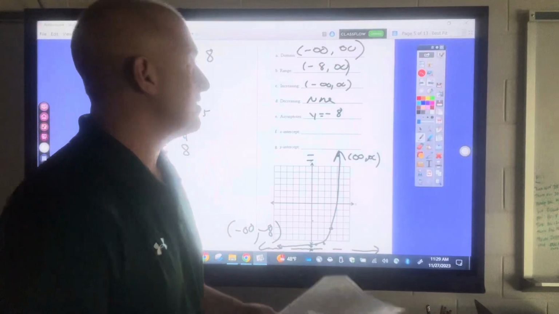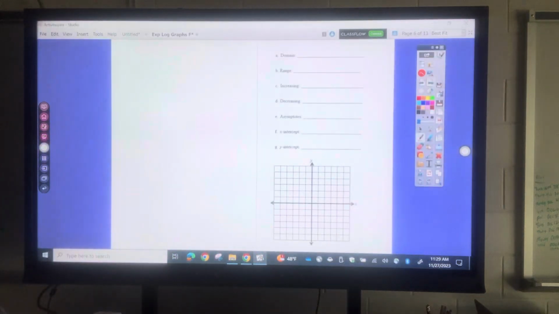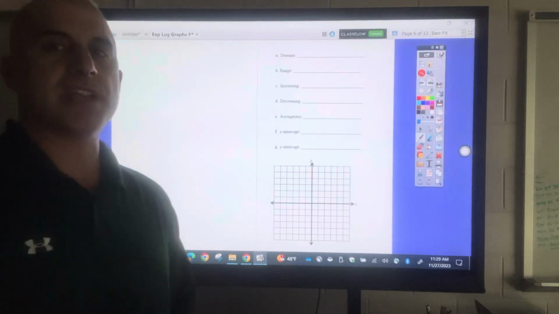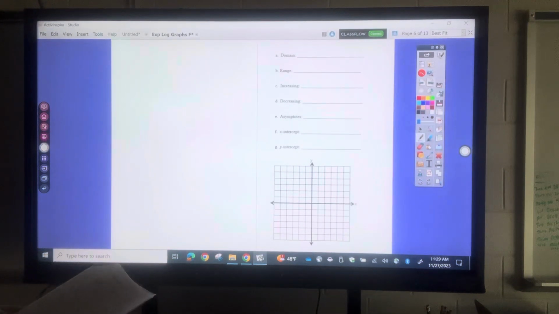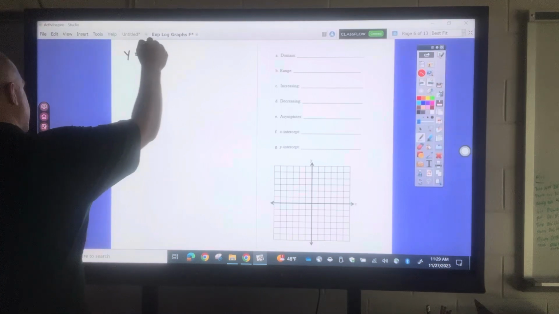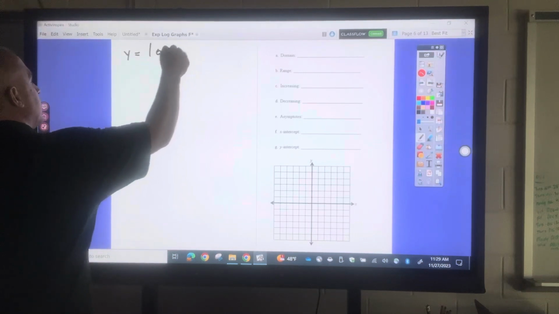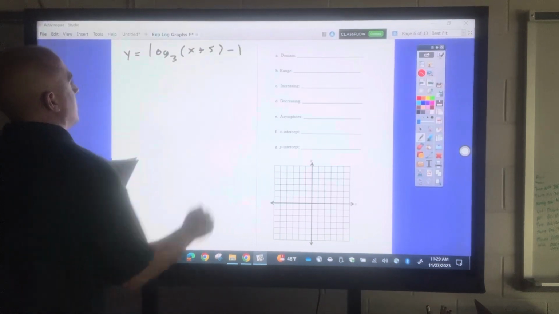All right, so that is those. Okay, I'm going to get into natural log, or the base exponential, later. I want to talk about log values. Okay, y equals log base 3 of (x plus 5) minus 1.